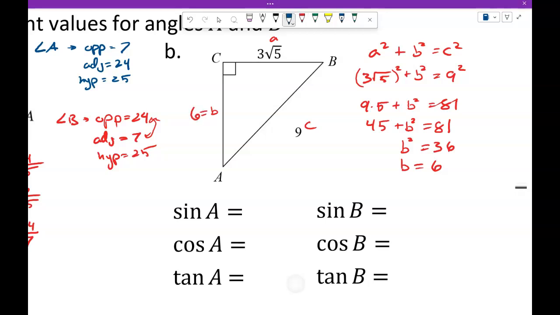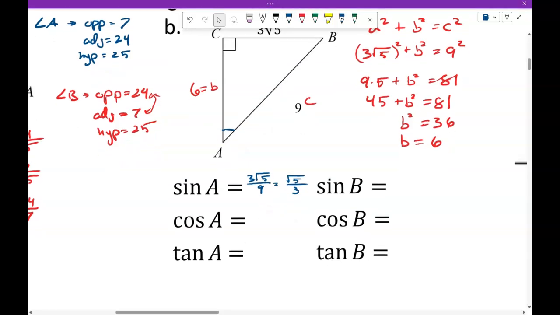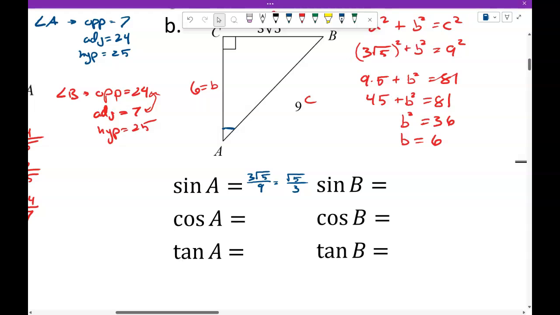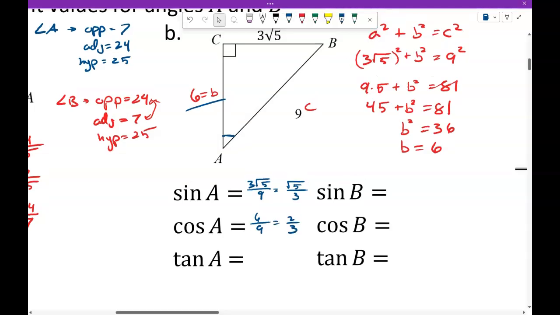So we're going to start with referencing angle A. Opposite is 3 root 5, and hypotenuse is 9. And then we want to simplify the fraction, root 5 over 3. Cosine, adjacent to angle A, is side B, over our hypotenuse, which reduces to 2 over 3. And then tangent will be the opposite side of A divided by the adjacent side, and again simplifying our fraction.